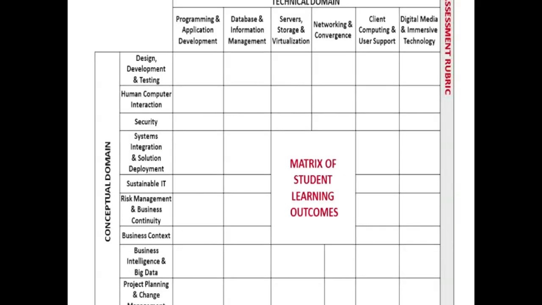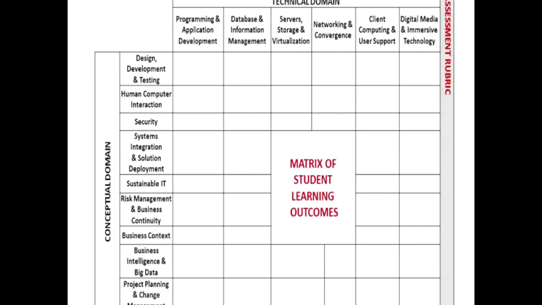And here's where it all comes together. So again, this is just the same matrix that I showed earlier, where we have our technical domain columns, we have our conceptual domain rows, and imagine in each box there are student learning outcomes. That's for the participant teams to come up with. They will populate that. And the fact that there's one box doesn't mean that there's one outcome.